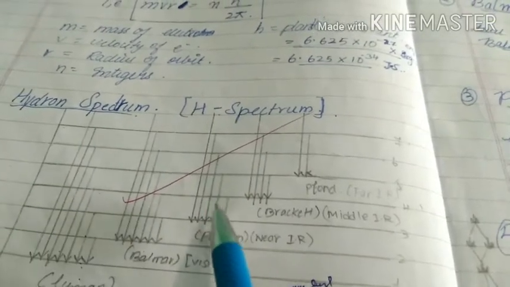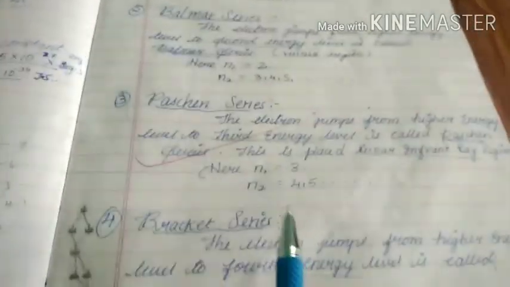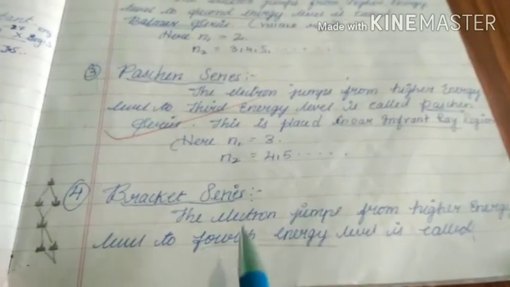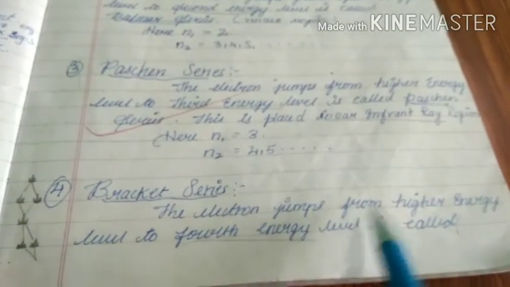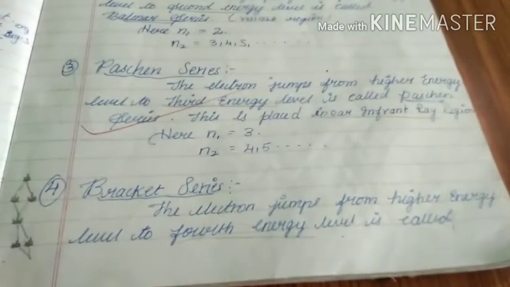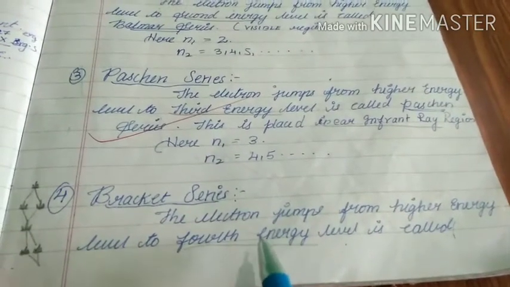And n2 value is either 4, 5, 6, 7, anything. Next, the fourth one, Brackett series. Brackett series means when the electron jumps from a higher energy level to the fourth energy level. It is present in the middle IR region.